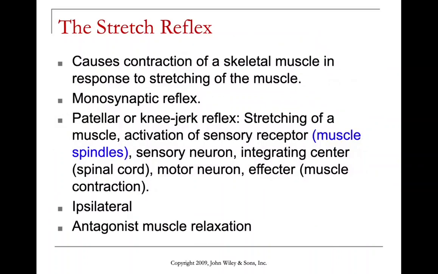So a stretch reflex causes contraction of a skeletal muscle in response to stretching of a muscle. It's monosynaptic. So you have your patellar or knee jerk reflex. You have stretching of a muscle that's going to activate a sensory receptor, the muscle spindles, the sensory neuron, the integrating center in the spinal cord, the motor neuron, and the effector. What it's going to do is say, I don't want this stretch too much, I'm going to contract the muscle to prevent that from happening. It's ipsilateral. It occurs on the same side, and it's going to cause the agonist muscle to relax.